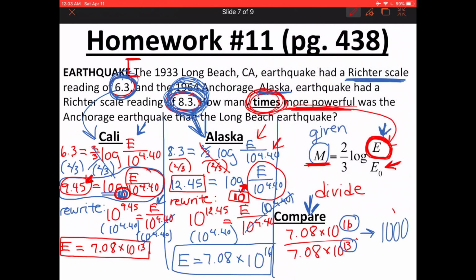And so that is going to be our final answer, okay guys? I know there's a lot of work on this page, but my final answer is how much more powerful is the Alaska earthquake? It is 1,000 times more powerful. Okay guys, so that would be your final answer.